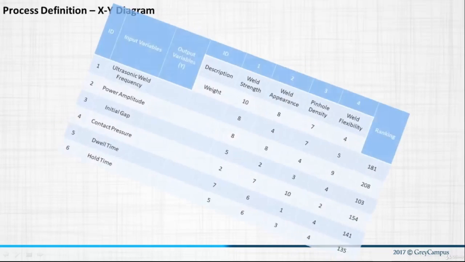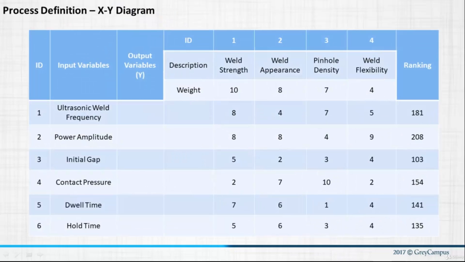Another tool that we use is an XY diagram. What we're doing here is looking at our input variables along the left side and our output variables along the top. So what are the process inputs and how do they affect process outputs? This allows us to quantify the impact that each input has on a weighted output.